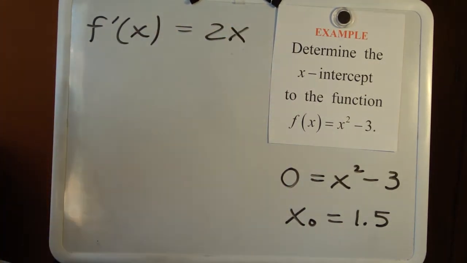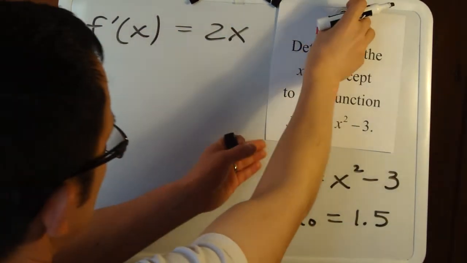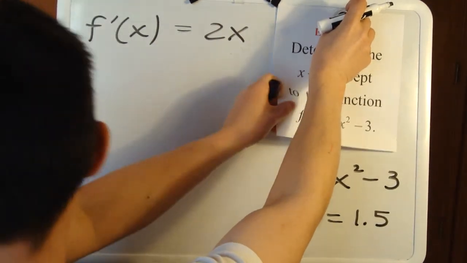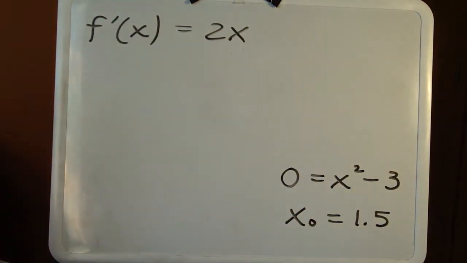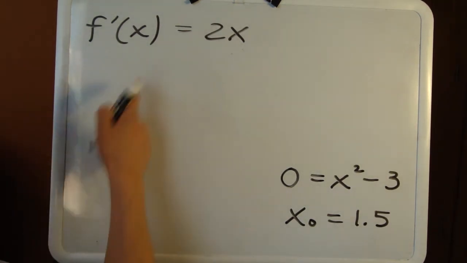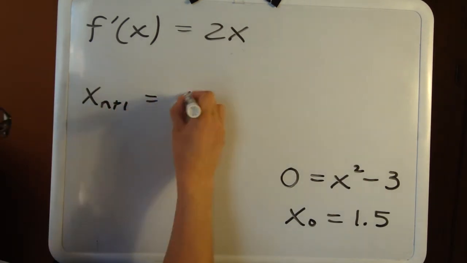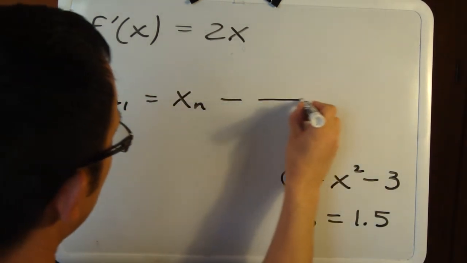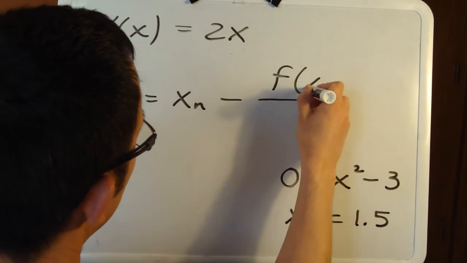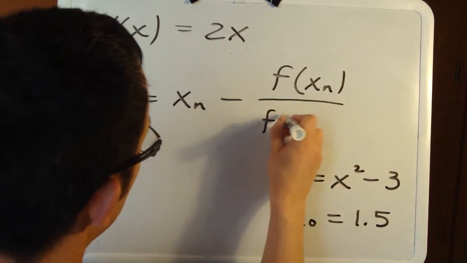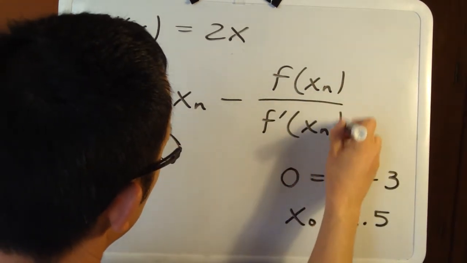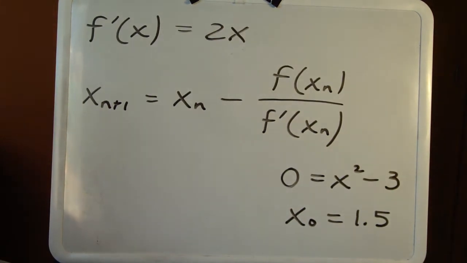So now that we know what problem we're solving, I'll move this here so we have some room to write. Let's write down Newton's method for this very problem. I'm going to repeat it here. So this is what Newton's method will look like here. And we're going to start off with the initial guess being 1.5.